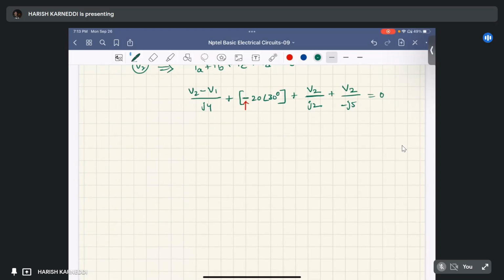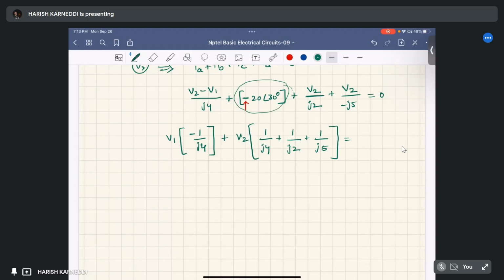We can separate V2 terms and V1 terms separately. We can write V1 times minus 1 by J4 ohm plus V2 times (1 by J4 ohm plus 1 by J2 ohm plus 1 by minus J5 ohm), right? Equal to this term, we can send it to that side. It will be 20 at an angle of 30 degrees.